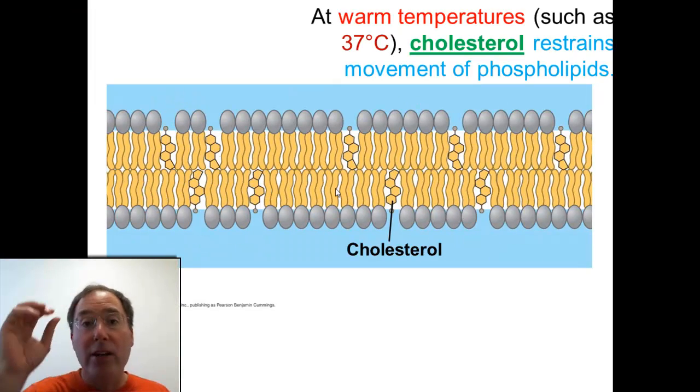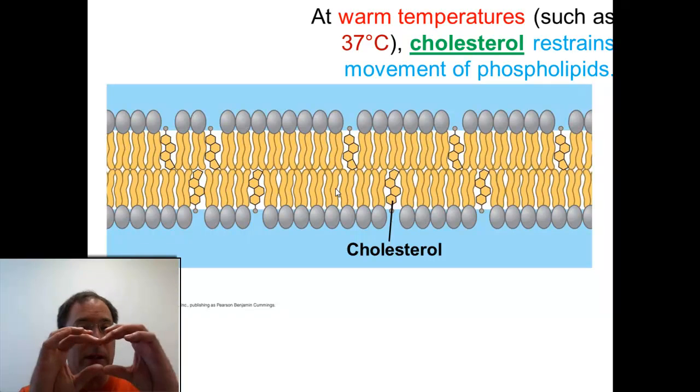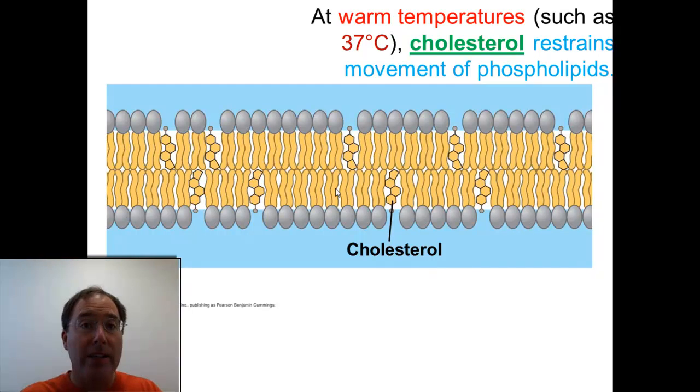Cholesterol is something that's going to help give the membrane stability and rigidity, and that's okay. You need some cholesterol, but too much cholesterol will cause the membrane to be too stable or too rigid, and then it won't be able to phagocytize like we talked about in the last section.